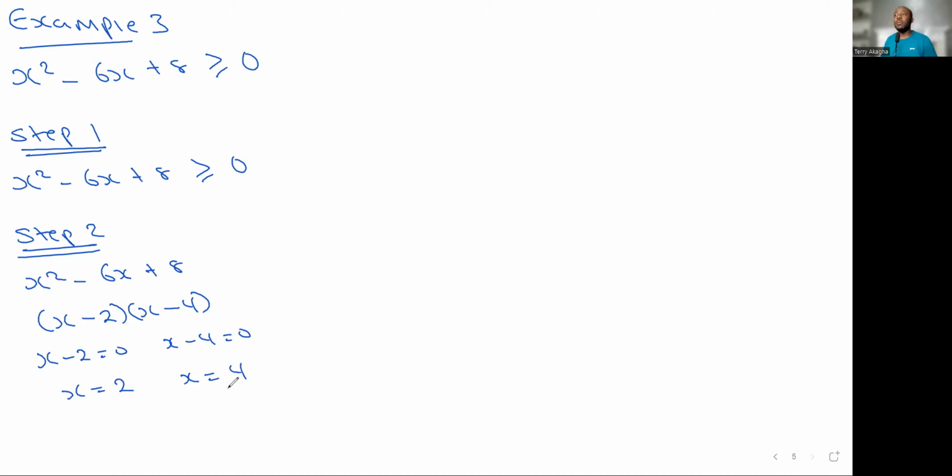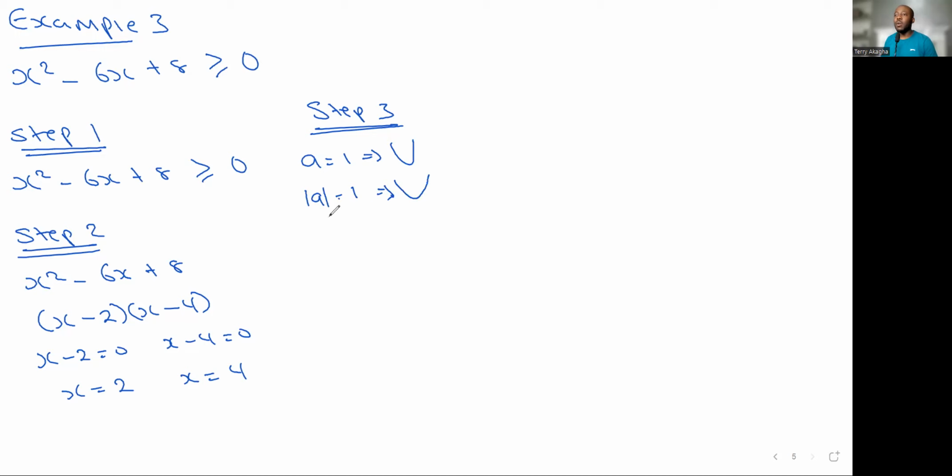Okay, now step 3, I'll then have to sketch the graph. So a is equal to 1. Therefore, the graph is going to be U-shaped. The absolute value of a is 1, so that means it's going to be wider. It's going to look like that.